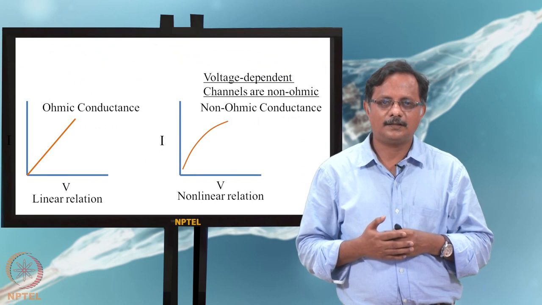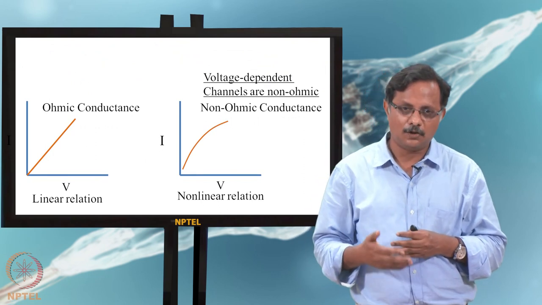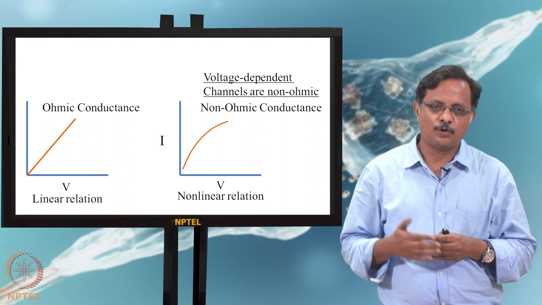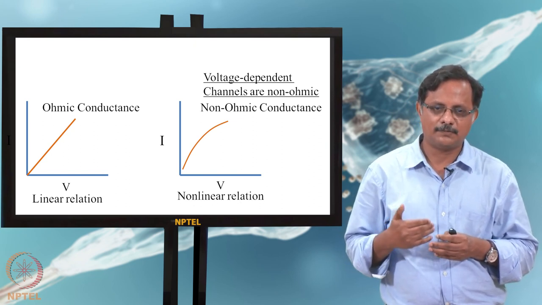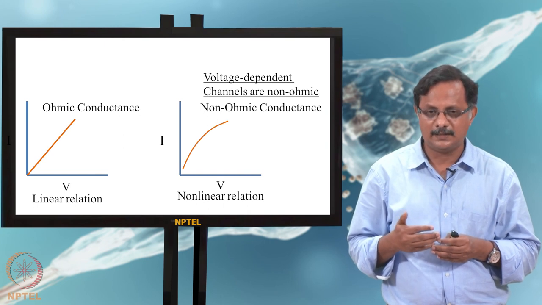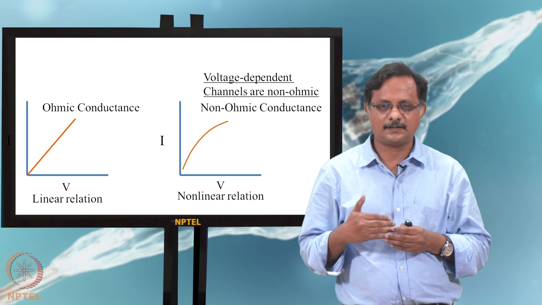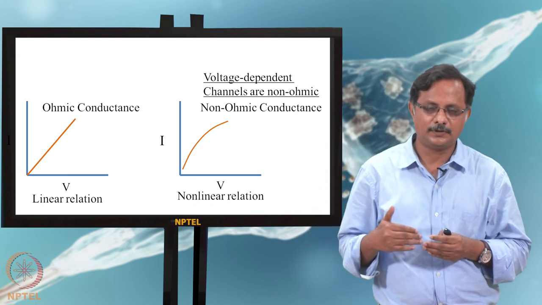So therefore, resistances which follow this law, Ohm's law, are called ohmic resistances or ohmic conductances. When you have an ohmic conductance, the current versus voltage relationship looks like what you are seeing in the left graph. Voltage is on the x-axis, current is on the y-axis, and the relationship between the two is linear. So it's a linear relationship.